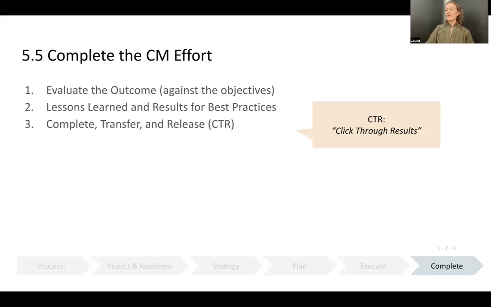The purpose of this process is to document the actions and resources needed to close the change. The close effort is the point at which there is a distinct transition to maintenance or sustaining activities. Completing the change management effort is composed of three sections: evaluating the outcome, collecting lessons learned and results for best practices, and then completing the transfer and release of the effort.